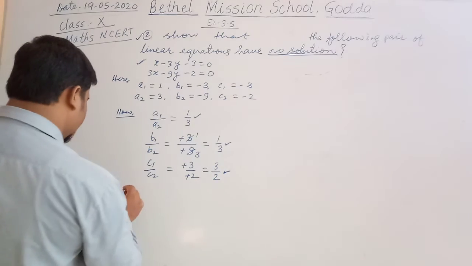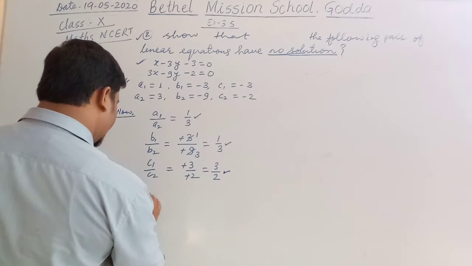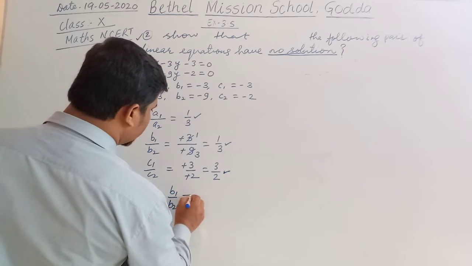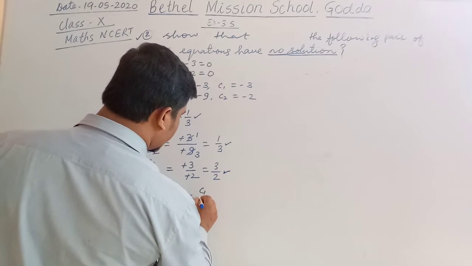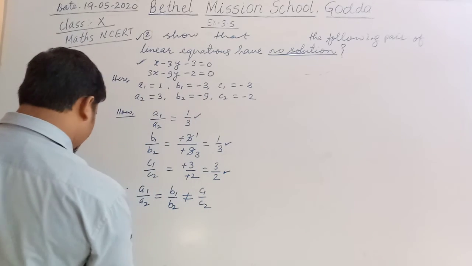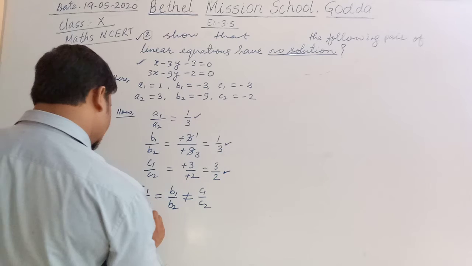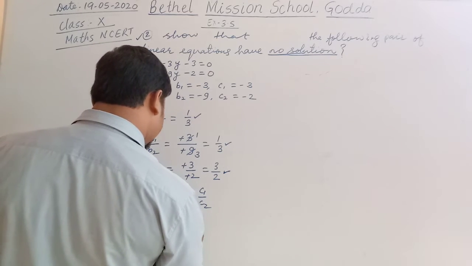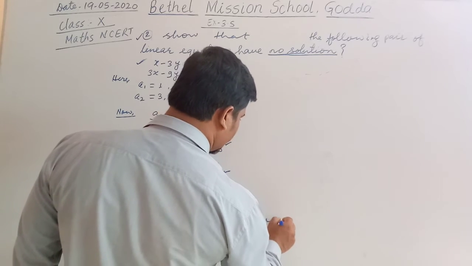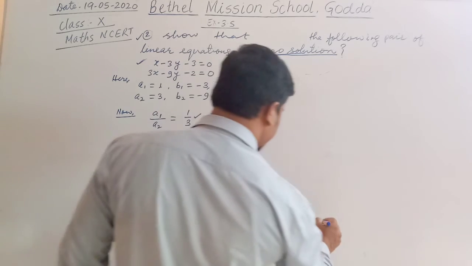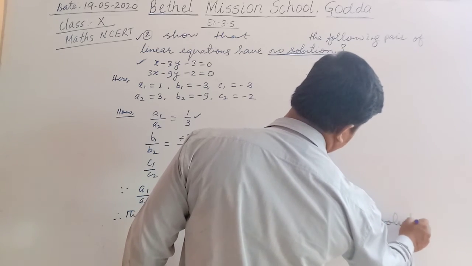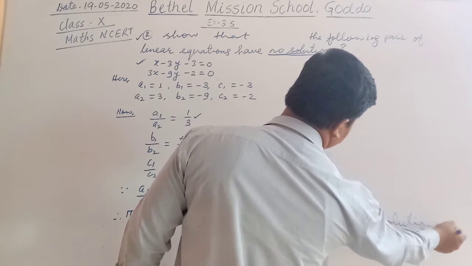So since a1 by a2 equal to b1 by b2 and not equal to c1 by c2, therefore the pair of linear equations have no solutions. Have you seen?